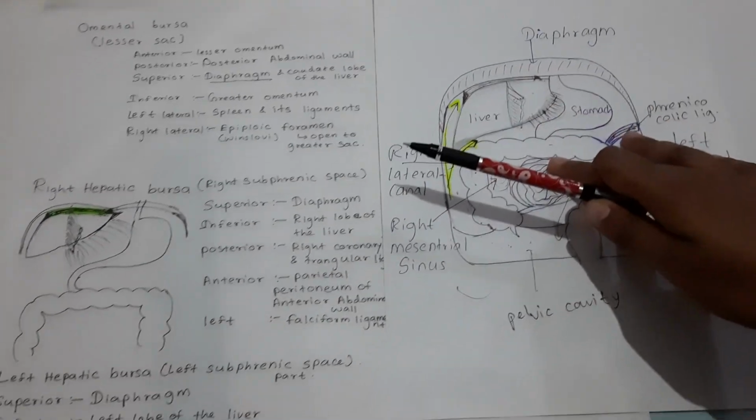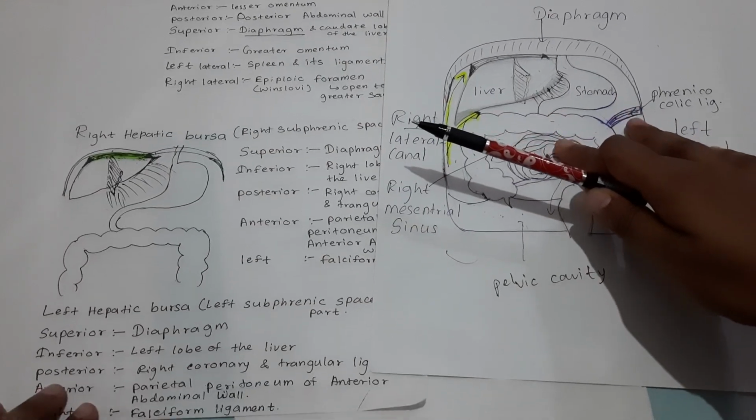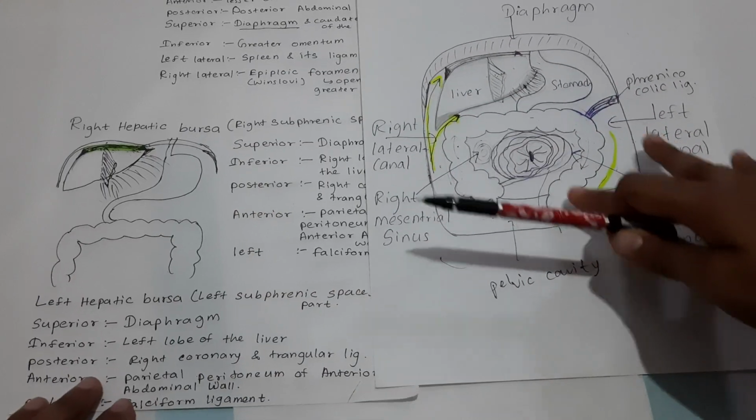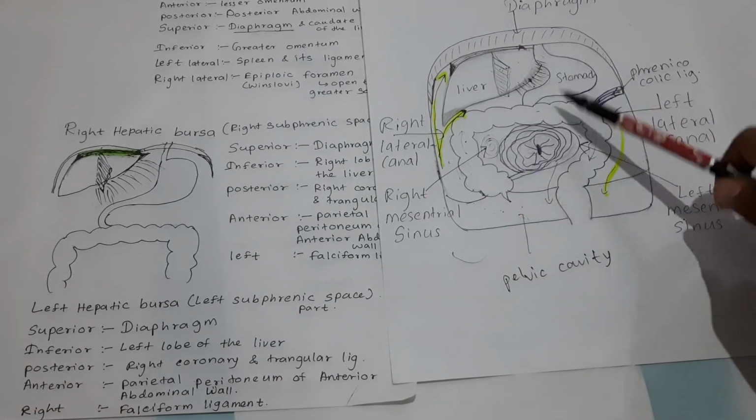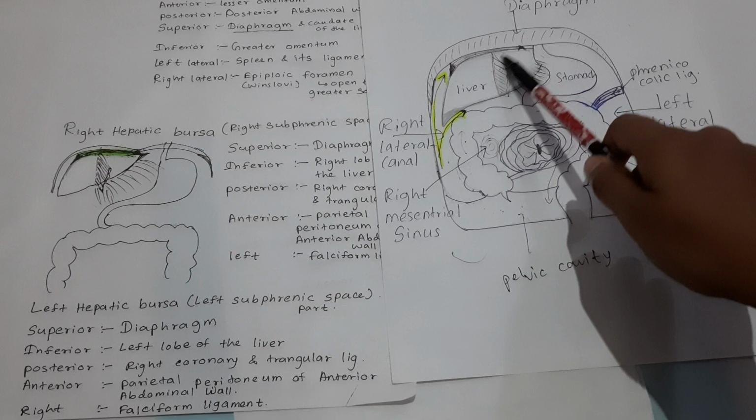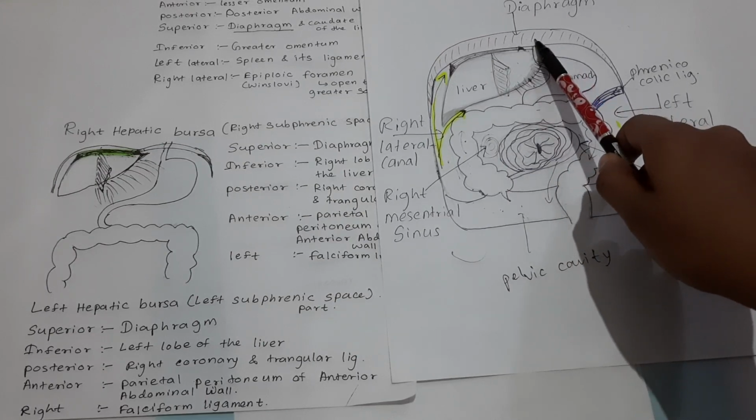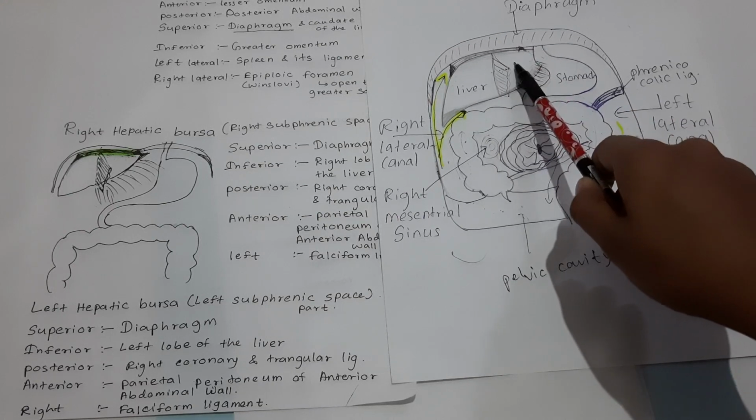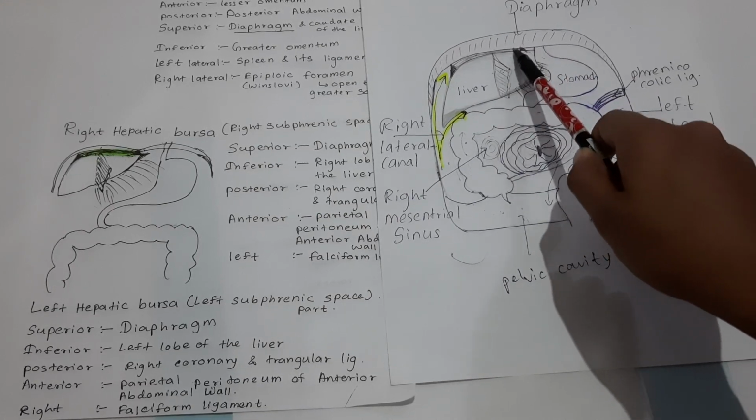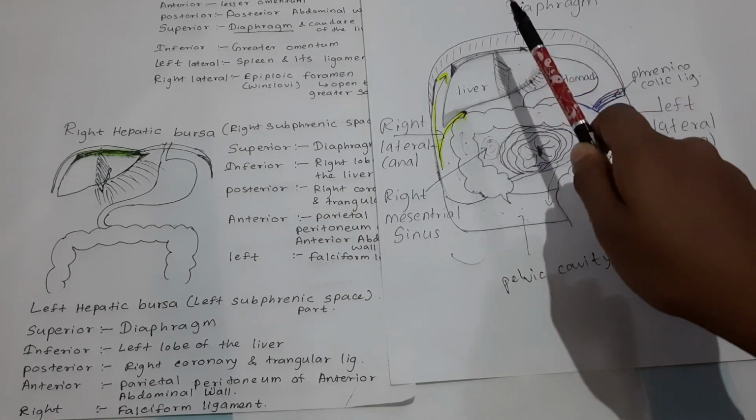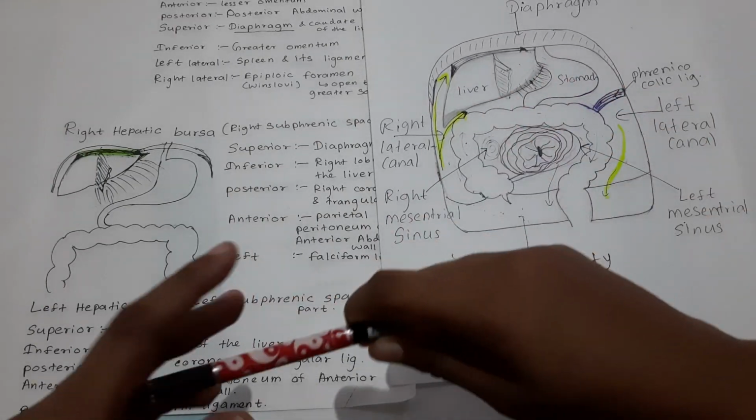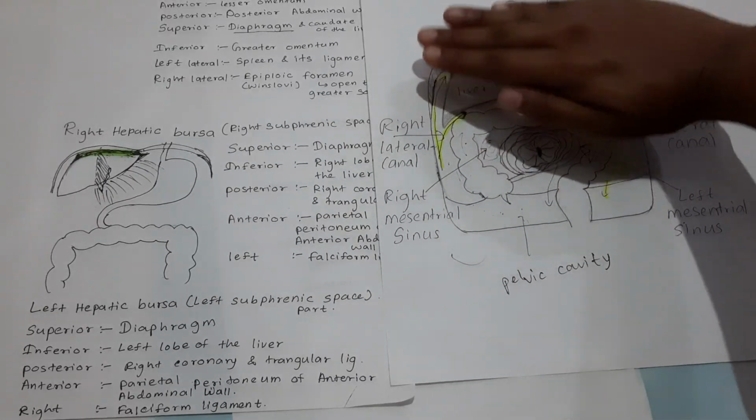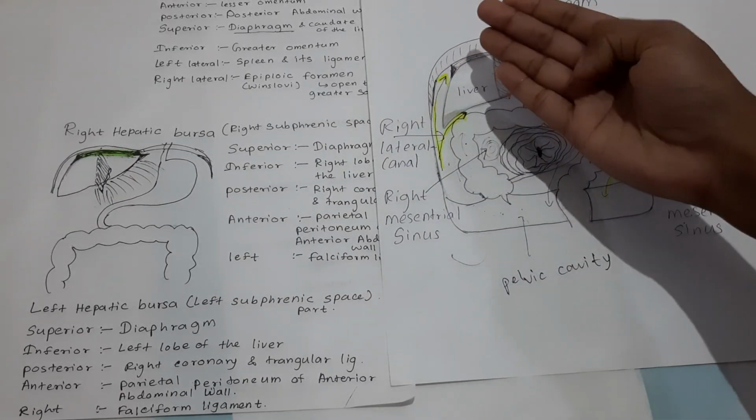And then next we will take the left hepatic bursa. Okay, left hepatic bursa. You can see the border lines here. So the left hepatic bursa is here. The superior wall, same as before, is the diaphragm, and the inferior wall is the left lobe of the liver. Posteriorly, it's the left triangular ligament and the coronary ligament, and on the right side it's the falciform ligament, same as before. The anterior wall is the parietal peritoneum of the anterior abdominal wall.